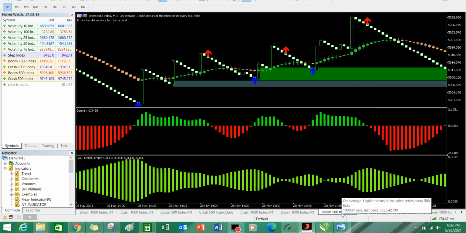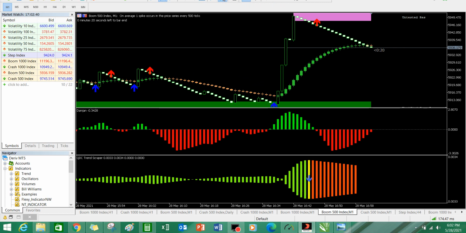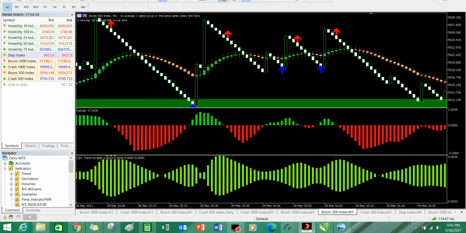First of all, in this video I'm using this setup on my chart. It is called the QDC scraper indicator, and it is amazing. It helps you to know the trend right from the beginning. Then it also helps you to know the support and resistance level, because I've also added this support and resistance bar to it. So this is what I'm actually explaining to you.